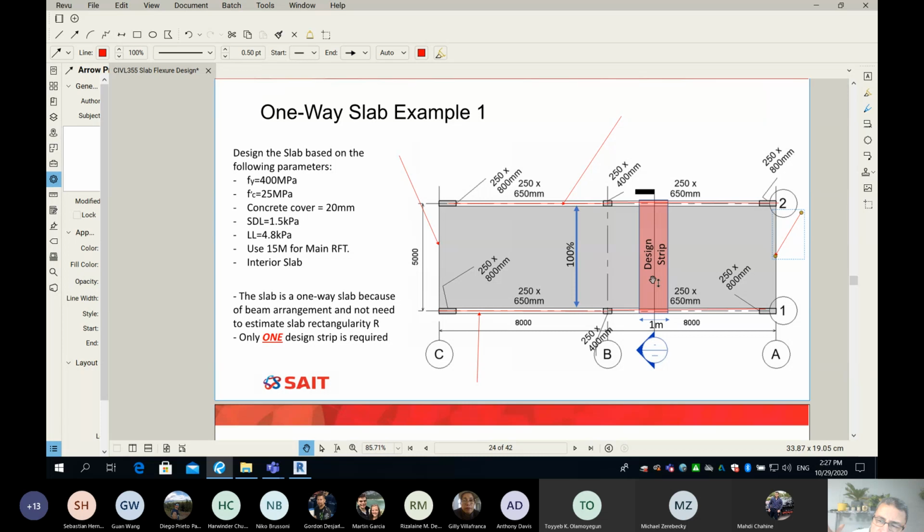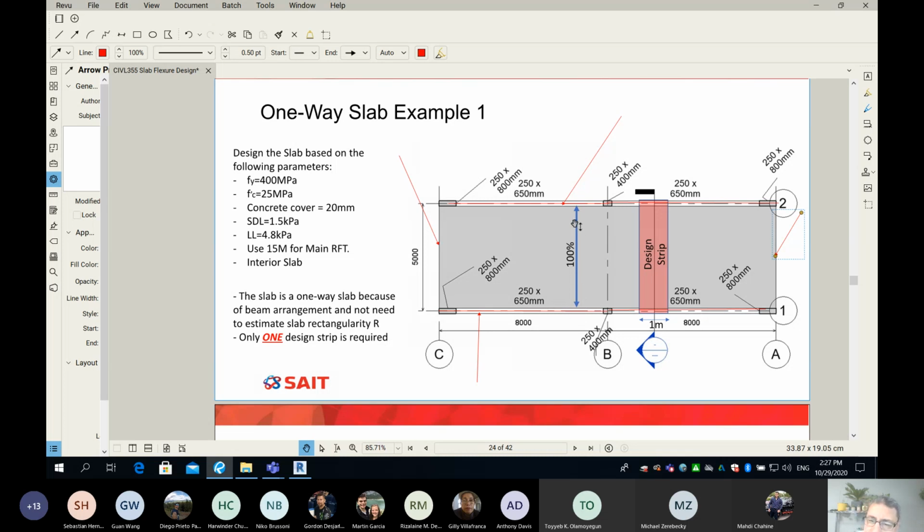You can see there are no beams to cut your slab or chop your slab into several sections. The whole slab is one piece. The whole slab from grid line C to grid line A is one piece. You cannot find any beams in between. That's why your slab is one big panel, 16 by 5 meters.